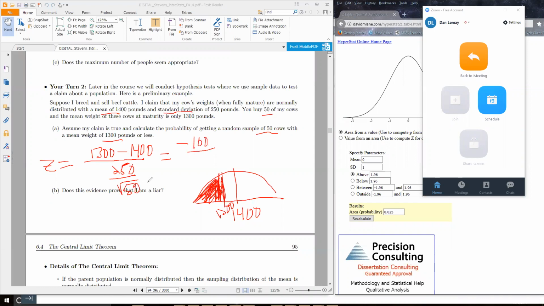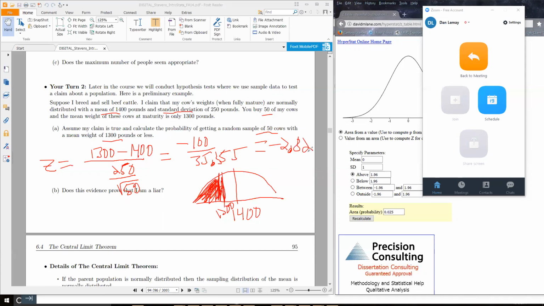over, now, what I'm going to do is grab my calculator and take 250 and divide it by the square root of 50. So 250 divided by the square root of 50 gives me 35.355, I guess. Then I'm going to divide 100 by that number. So that's giving me a z-score of negative 2.82.